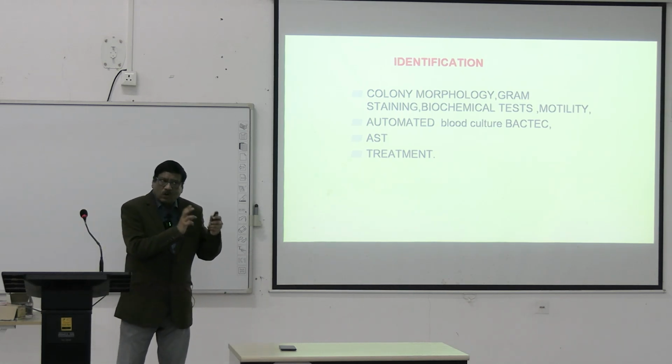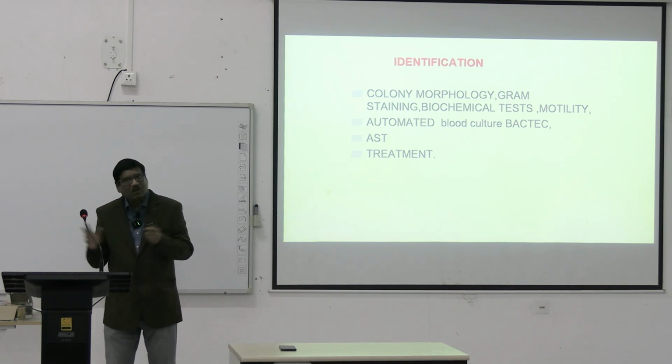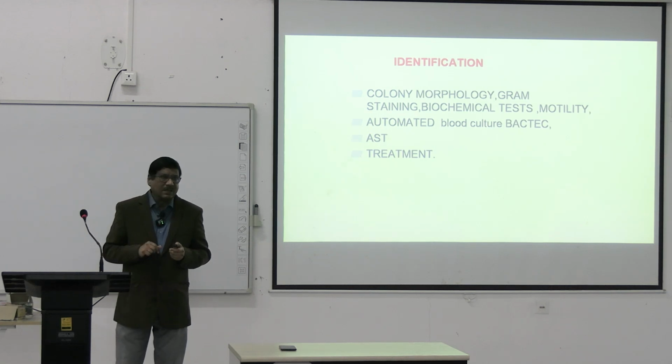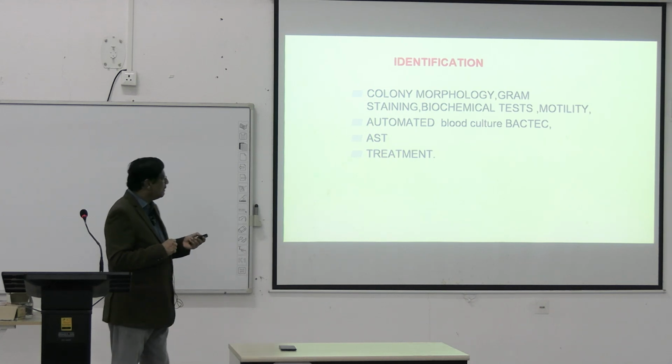So the colony character, pigmentation, motility. All cocci are usually non-motile, so motility here is not important. In the case of Escherichia coli and Klebsiella, you have to identify the motility pattern. And here in the Gram-positive group, Streptococcus in chains and Staphylococcus in groups, these are the primary suspicion.